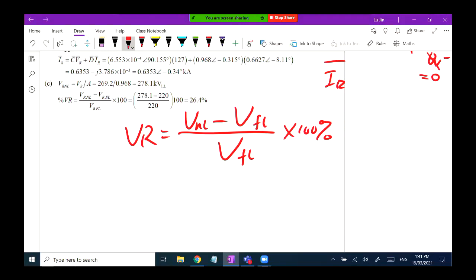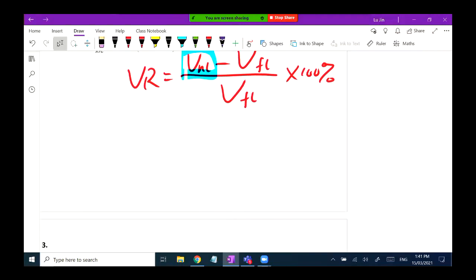Actually, the full load one is simple. The only question left here is, what is the no load voltage? So here we need to understand what no load is. No load means at the receiving side, no load is added. If no load is added to this circuit, the single phase circuit looks like this.